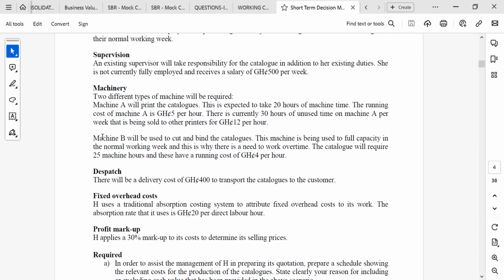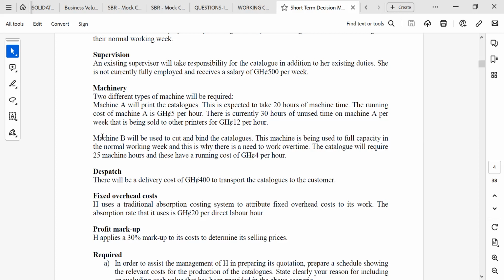This is being used to full capacity in the normal working hours, and this is why there's a need to work overtime. The catalog will require 25 hours, and this has a running cost of what? 4. So it means that there is no spare capacity on the machine, isn't it? There is no spare capacity on the machine.